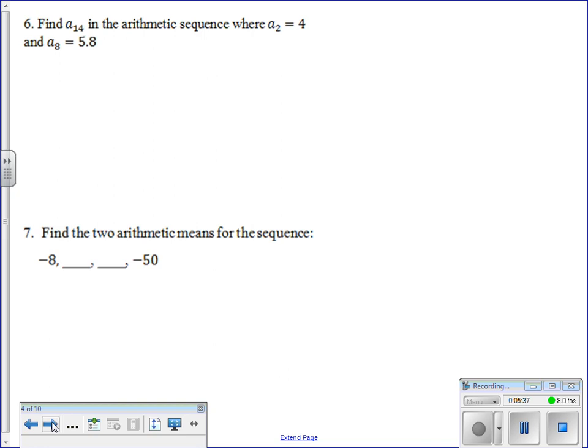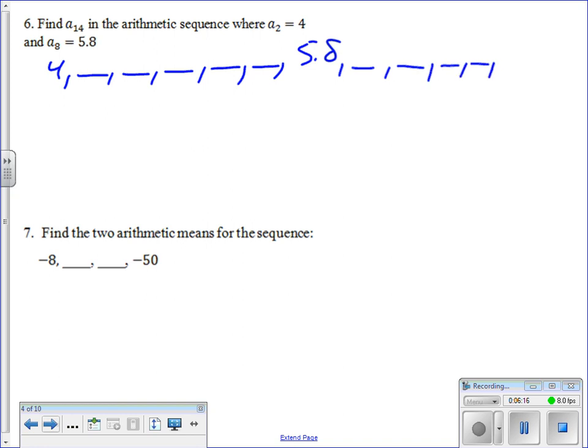So number 6, find a sub 14 in the arithmetic sequence where a sub 2 is 4 and a sub 8 is 5.8. This is one where you figure out what D is and then just add it so many times. So we have the second term, 4, third, 4th, 5th, 6th, 7th, and then the 8th term, 5.8, and then 9, 10, 11, 12, 13, 14, and that's what we're looking for.